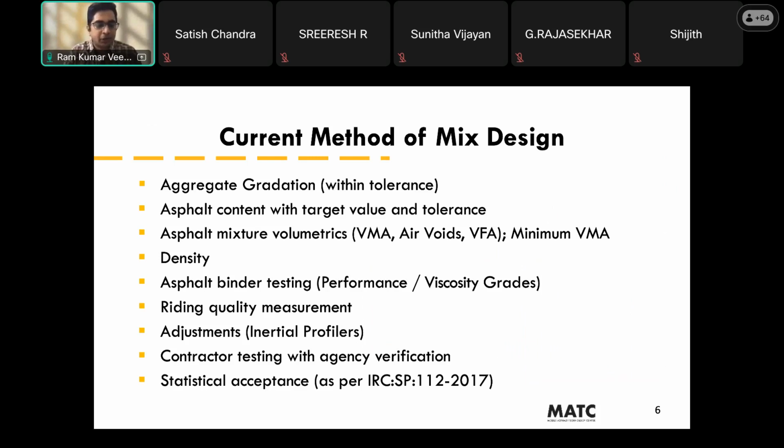And in the field, you have density specifications as well, and you need to have that density requirement. Then you have asphalt binder testing to evaluate whether your PG binder is meeting the expected performance and has the appropriate viscosity grades. Then you evaluate riding quality measurements, and you also make adjustments using inertial profilers. Then you have contractor testing with agency verification, and then you have the statistical acceptance as per IRC codes.